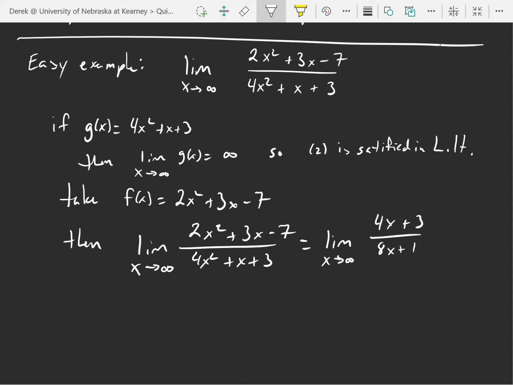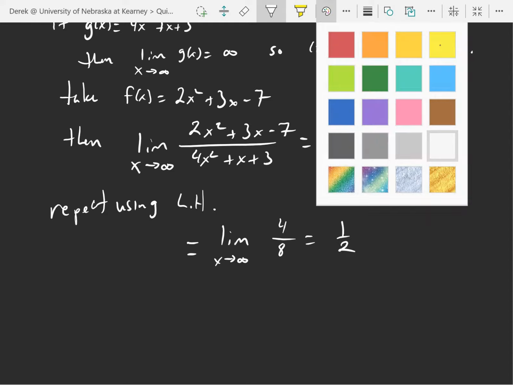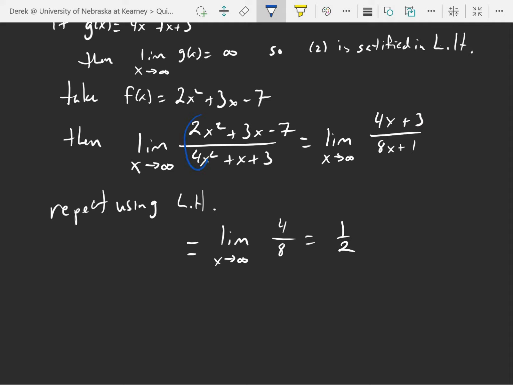Okay, and I run into the same situation again, and we repeat. Repeat using L'Hopital's rule, so this is now equal to the limit as x goes to infinity of the derivative of the numerator, 4, over the derivative of the denominator, 8, so 1/2. Okay. One of your rules from algebra usually is just look at the leading coefficients. If the degrees are the same, the leading coefficients give you this ratio. Great, everything worked out fine.